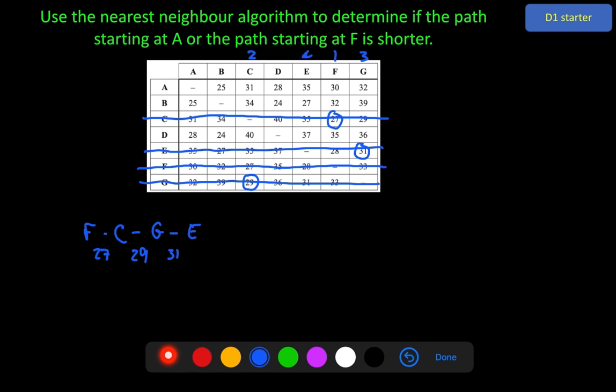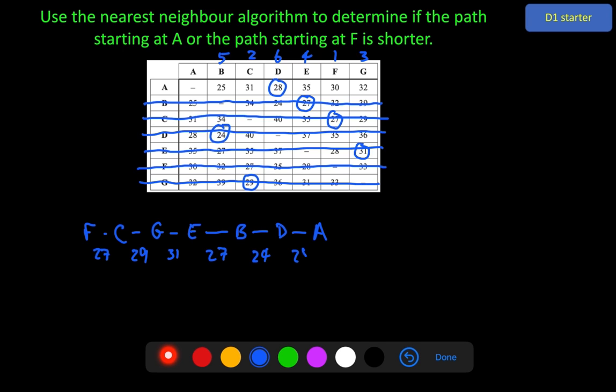That brings E's column into play. 27 is the best option there to get to B. Now I have to use B's column. 24 gets me to D. And then I have to finish getting to A from D for 28. And that gives me a total of 166. 166 is less than 171, therefore F starts the shorter path.